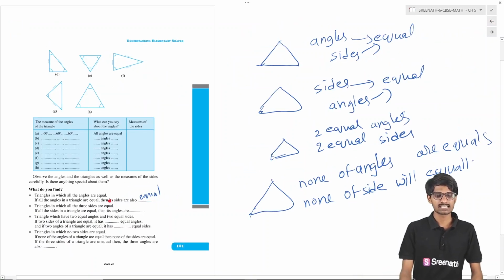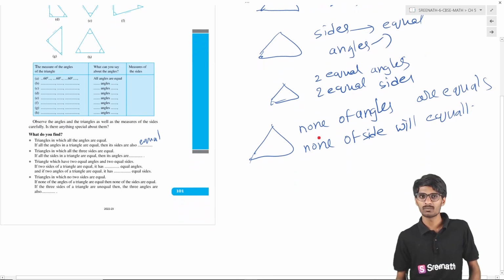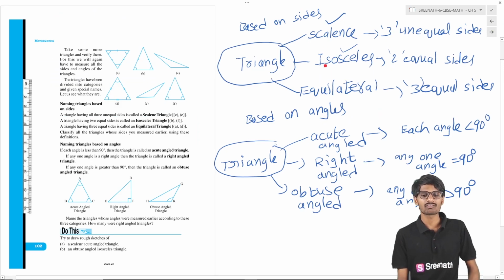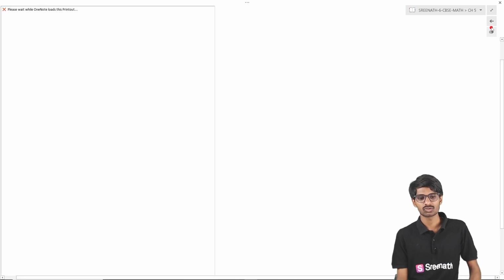Previously we saw that if all angles are equal, then the sides are also equal. If all sides are equal, then all angles are equal. If two angles are equal, then two sides are equal. If two sides are equal, then two angles are equal. If none of the angles are equal, then none of the sides will be equal. Like that, students, this is the relation between the angles and sides. So based on the sides we have classified triangles, and based on the angles we have classified triangles, students. Okay, that is all about the triangles. So we have completed our discussion about triangles.